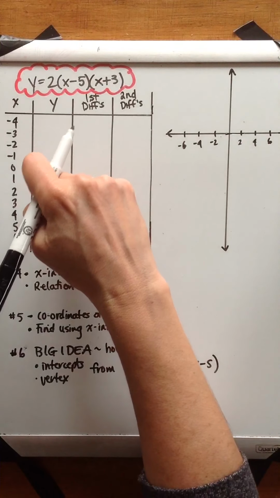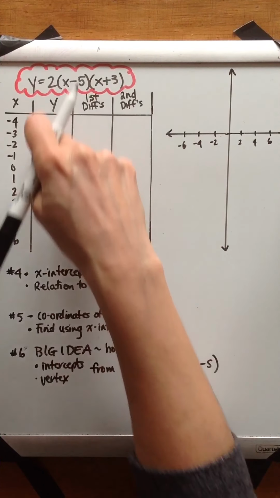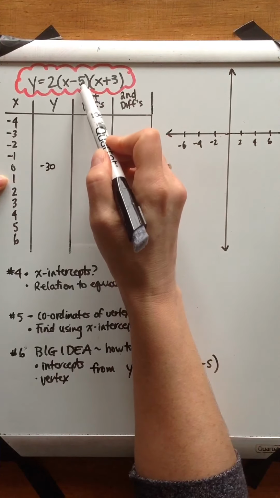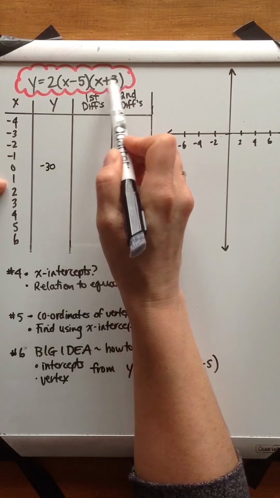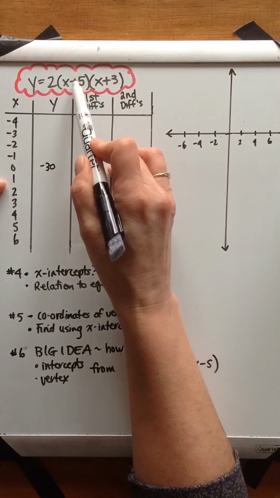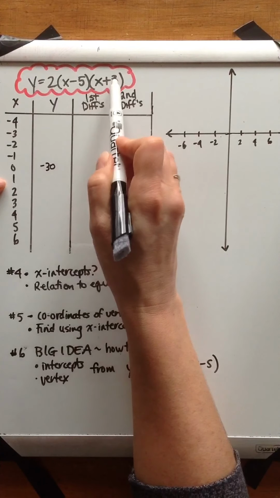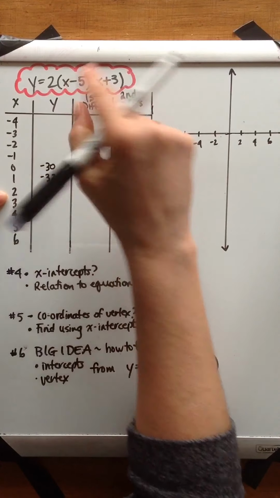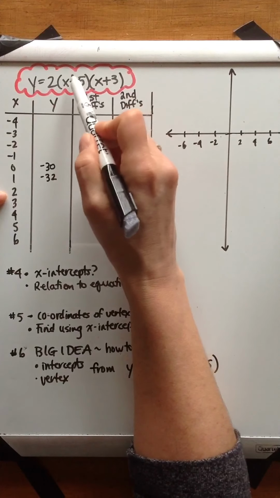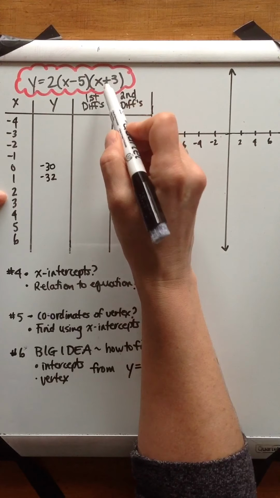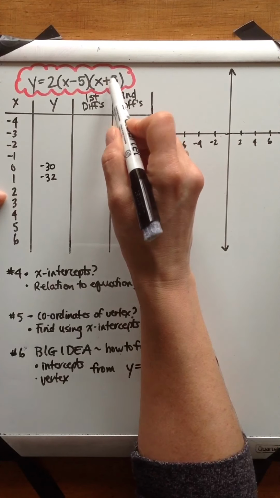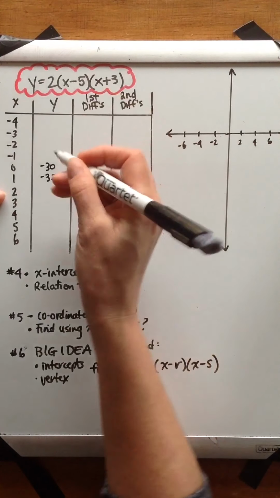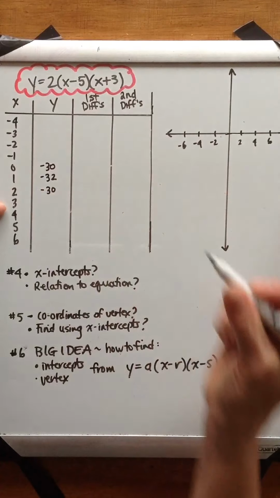I'm going to continue to work down all the positive values first, and then I'll go back and do the negative ones. So if I sub 1 in now into x, I'm going to have 1 minus 5 is negative 4 for this term, and 1 plus 3 is 4 for this term. So negative 4 times 4 would be negative 16. Doubled would be negative 32. Let's put the value of 2 in. 2 minus 5 would be negative 3. And 2 plus 3 would equal 5. So negative 3 times 5 would be negative 15, and doubled would be negative 30.